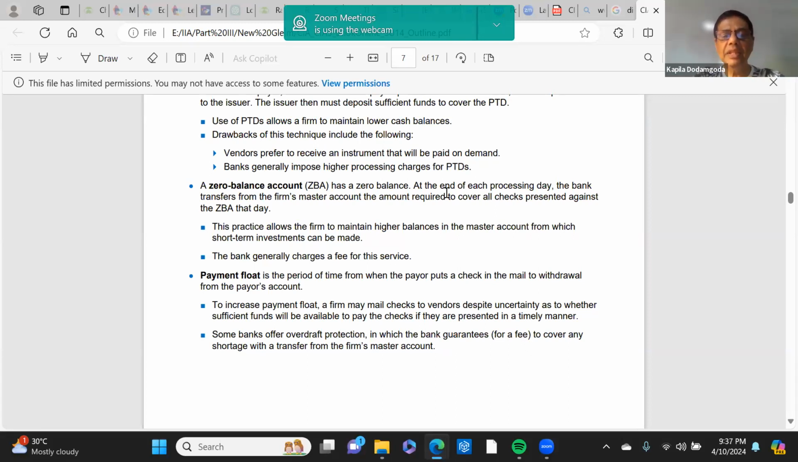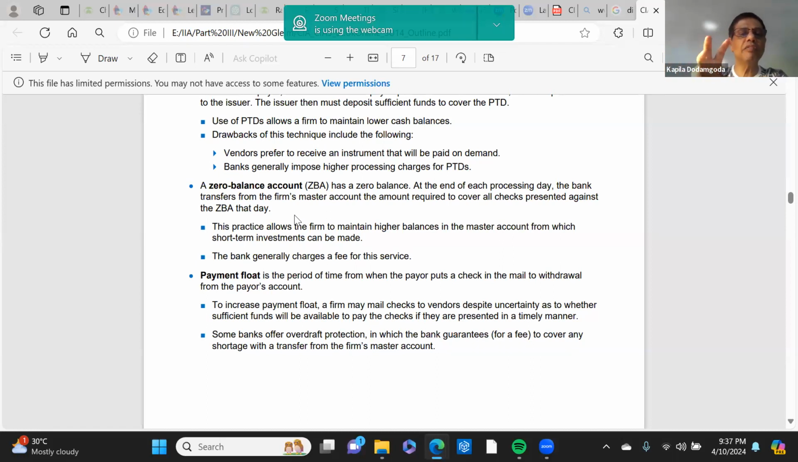So basically, at the end of each processing day, the bank transfers from the firm's master account the amount required to cover all checks presented against the zero balance account. So there will be a current account, a checking account, where whenever a check is presented, you make the payment. But you don't maintain a big balance in that zero balance account. Whenever a check is presented, money is transferred from the master account to the checking account and the obligation is met.